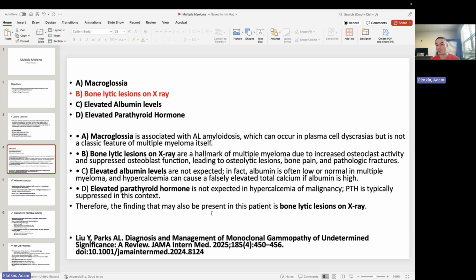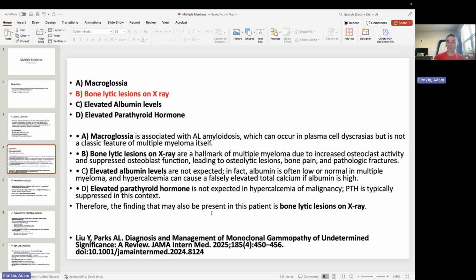I will tell you macroglossia is kind of a tricky answer option here because sometimes, rarely, patients with multiple myeloma can have macroglossia, and that's secondary to AL amyloidosis, which is also secondary to multiple myeloma. So you have multiple myeloma, which is a chronic inflammatory disease, which can lead to the increased production of AL amyloid. And the increased production of AL amyloid can deposit into the tongue, which causes macroglossia.